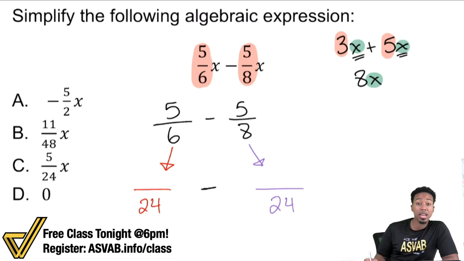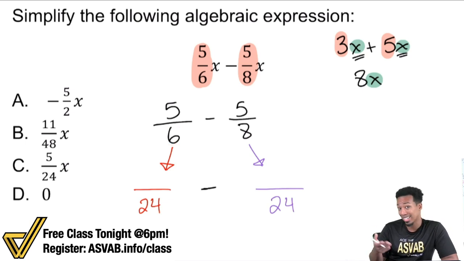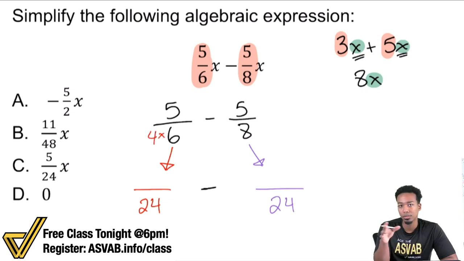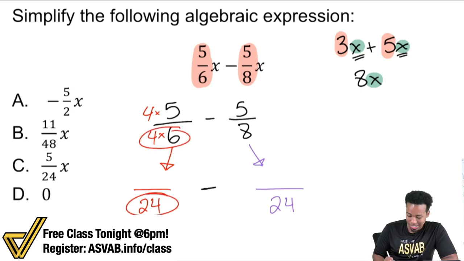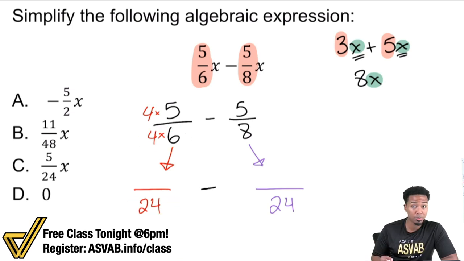You're going to realize that over here with 6, you'll multiply 6 by 4 to get 24. And remember, you don't just multiply the bottom and that's it. You need to multiply the top and the bottom. Whatever you do to the bottom, you do to the top, and vice versa, in terms of multiplying or dividing parts of a fraction. Again, all we're doing is changing the way the number looks. So 4 times 6 does indeed give us 24, and 4 times 5 gives us 20.